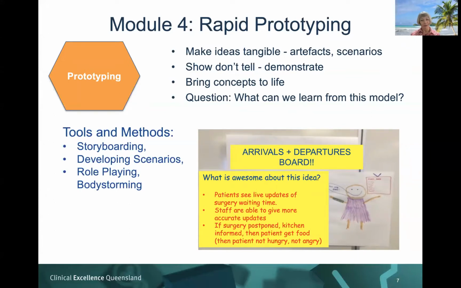So what's awesome about this idea? Patients can see live updates of the surgery waiting time, so they know where their schedule is and if it's likely to happen today. Staff are able to give more accurate updates. And if the surgery is postponed, the kitchen is informed, the patient then gets food, so they're not hungry and they're not angry. And in fact, the whole situation is defused. So that's one example.